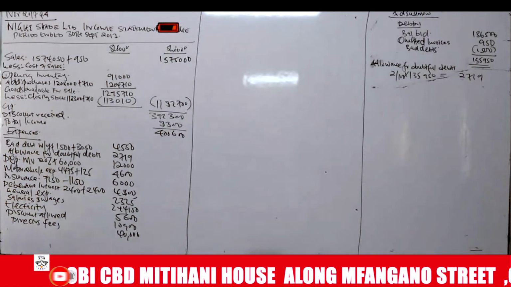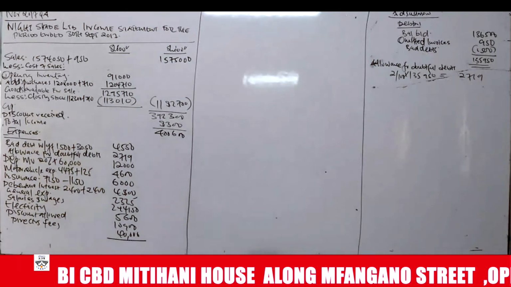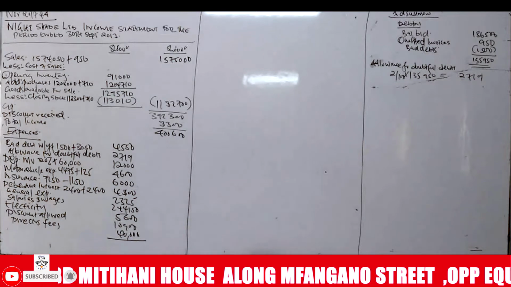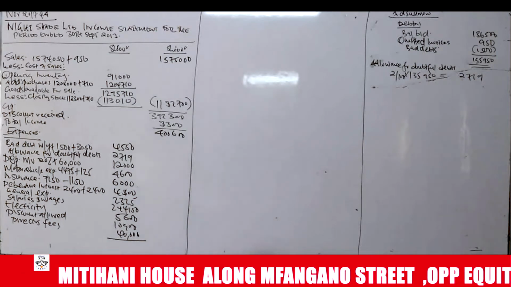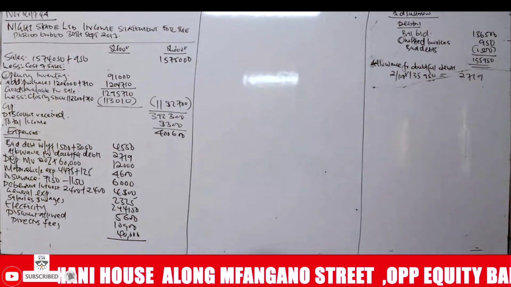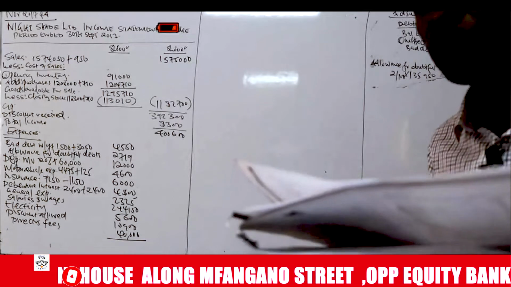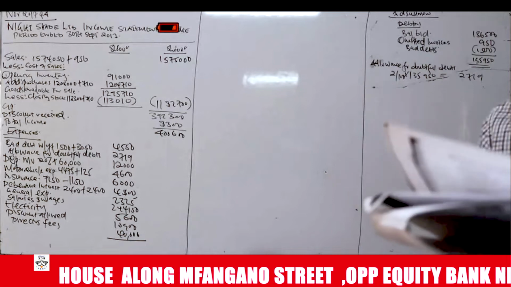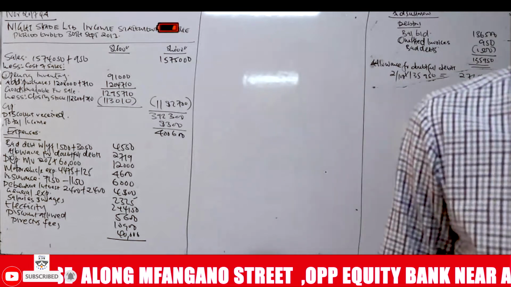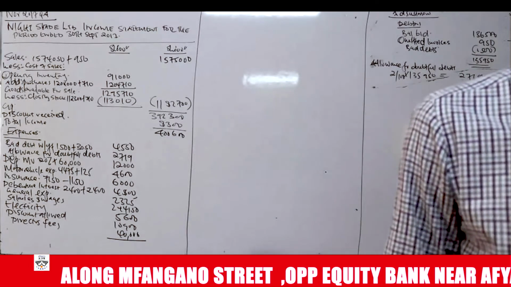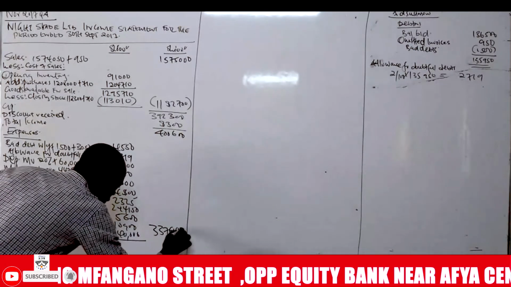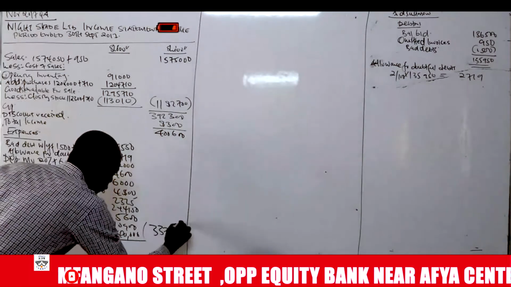And then now we add all the expenses. We add all the expenses. Can we add? So we are adding all the expenses. 33, 144. Another one, 337,644. So we're having two different answers. 337,644.